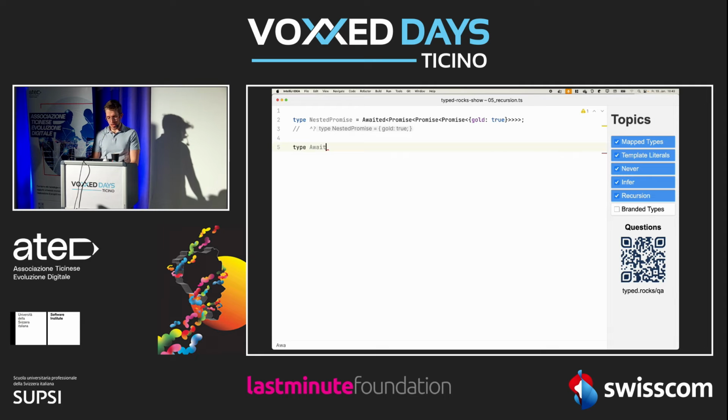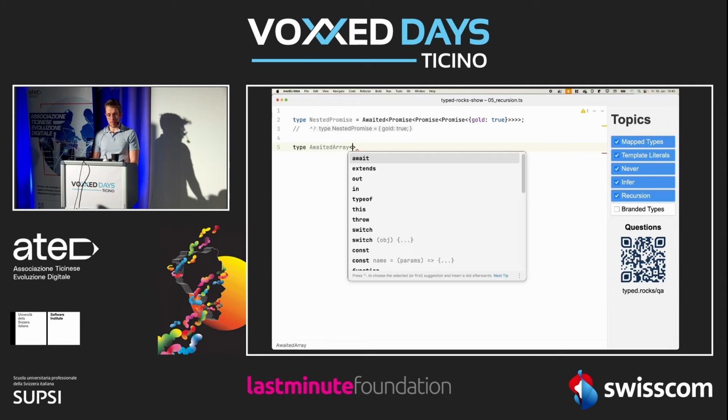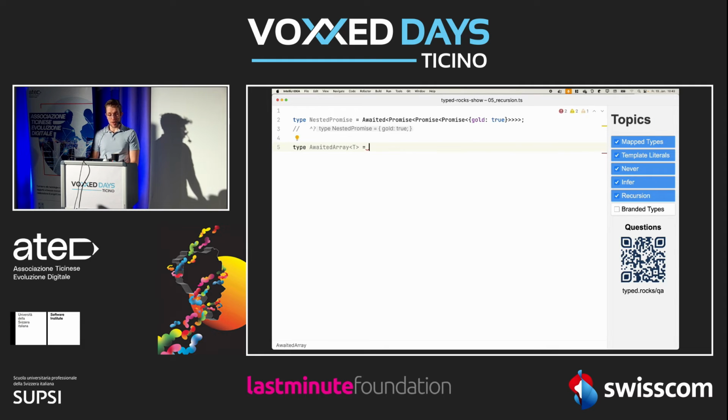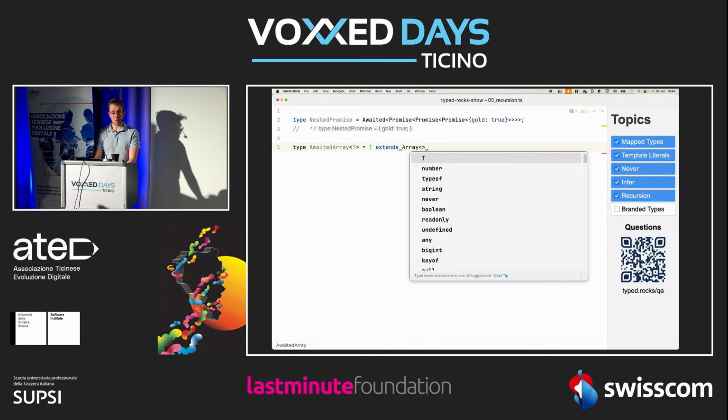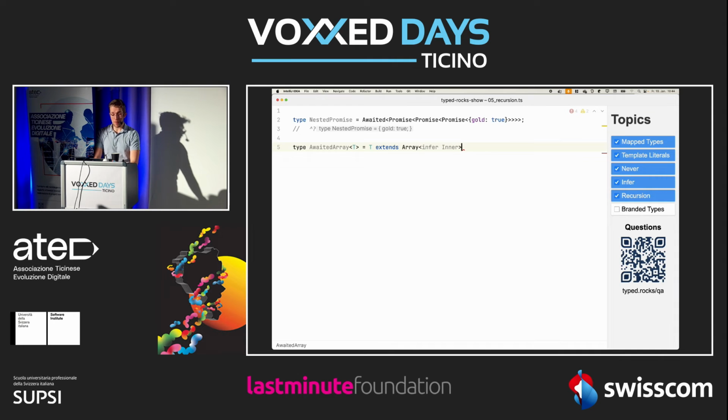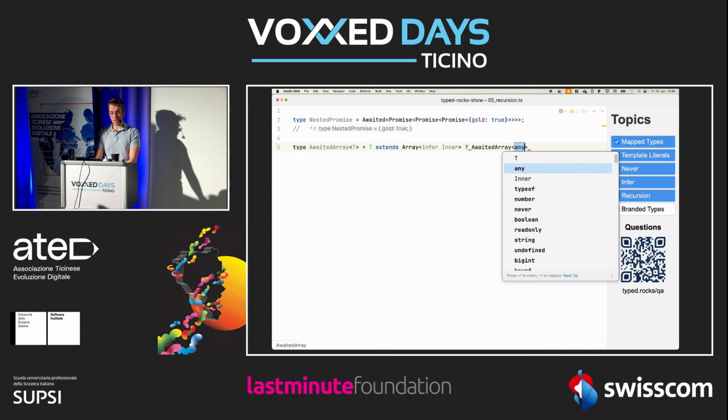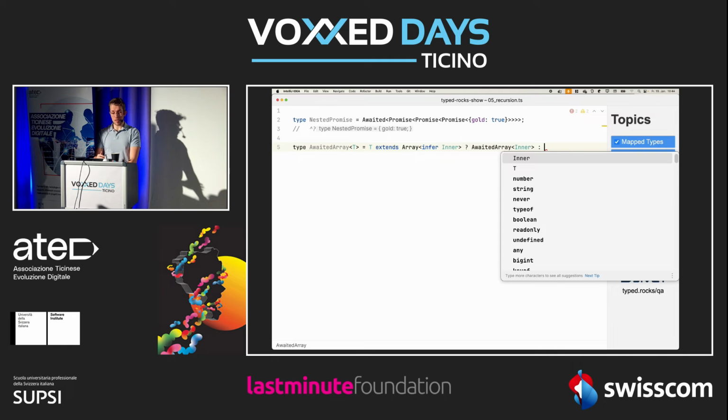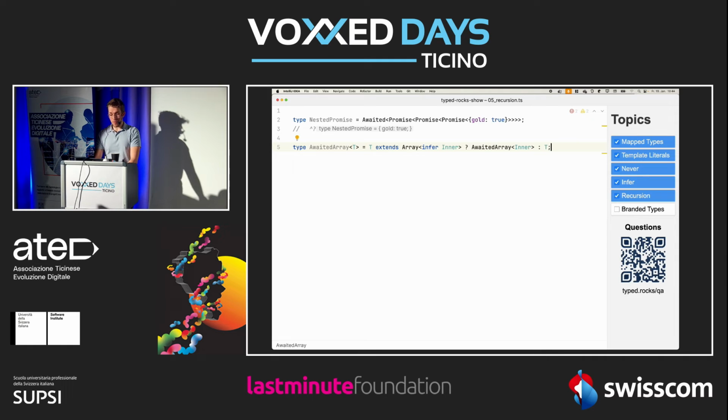So let's call this awaited arrays, and we pass it in a T. Now, what do we basically do here? We say, well, as long as T is still an array type, please infer this inner type. So infer the generic type which is in there, and just call our type again with this inner type. If it's not an array, if it's something else, we will just return the type itself.